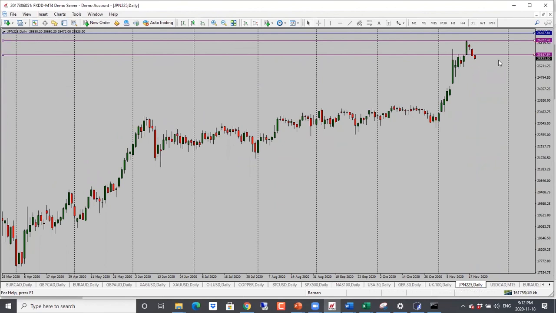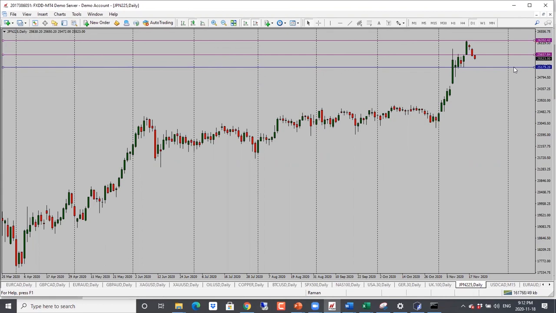Nikkei here, finally, this is making its way to the downside here after that big move to the upside. So bearish bias here, we have a nice bearish candle close. Next target is 25,200. So this is bearish as well.